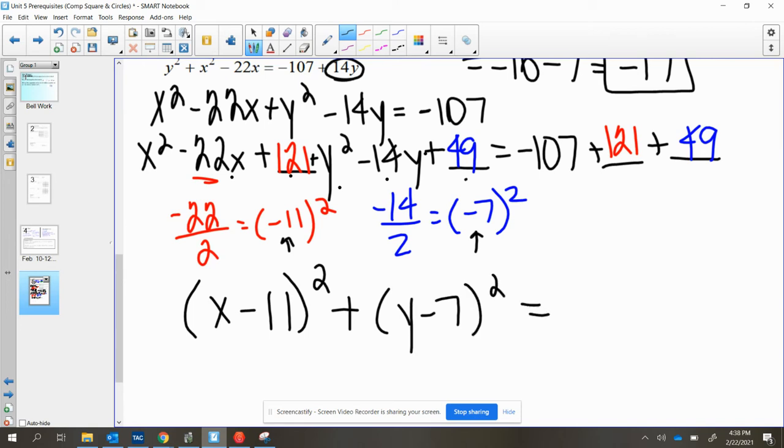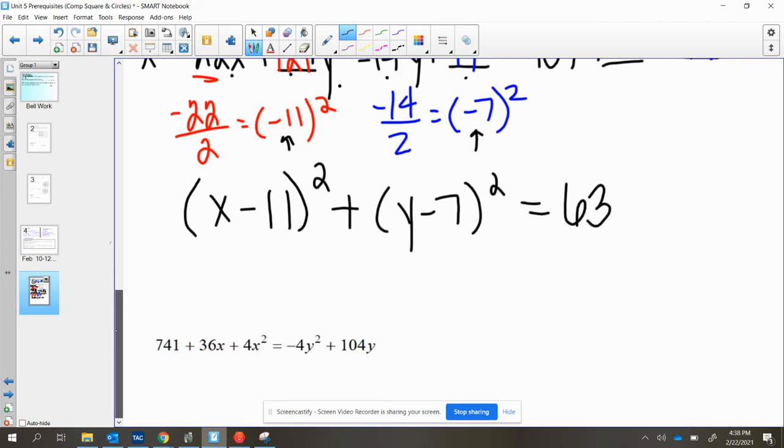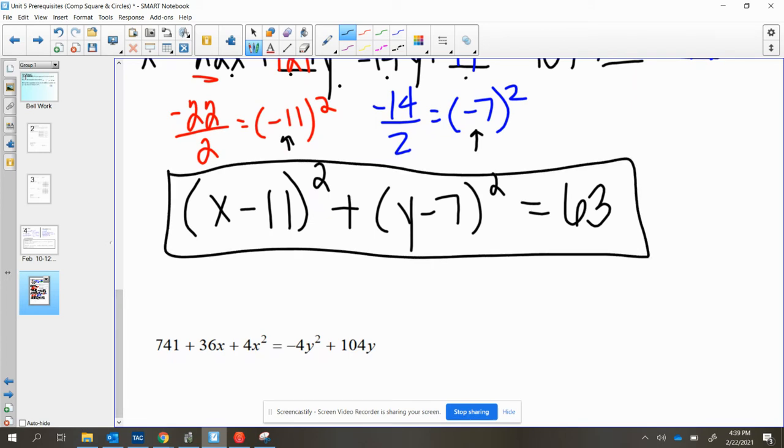And on the right-hand side, when we add together negative 107, 121, and 49, we get 63. Okay. And we'll talk more about this in the next lesson, what more we're going to do with this. But for now, we'll just leave our answer like so.